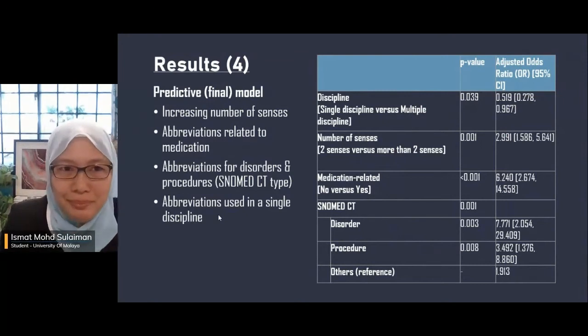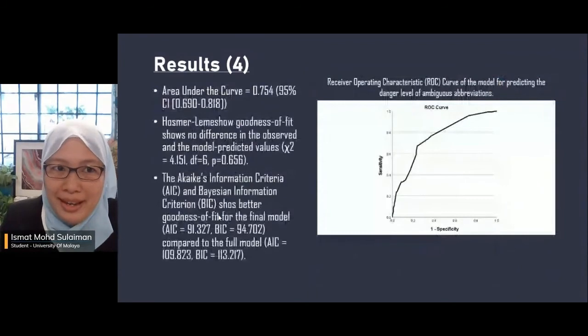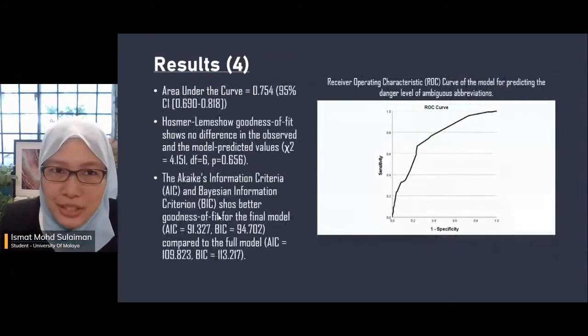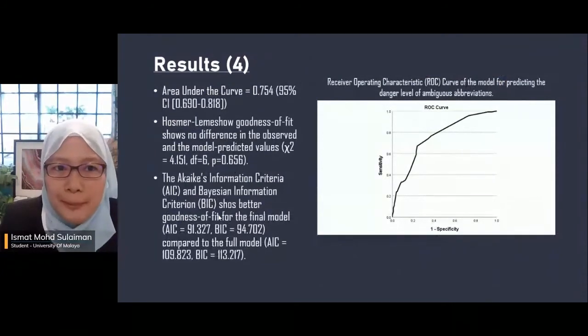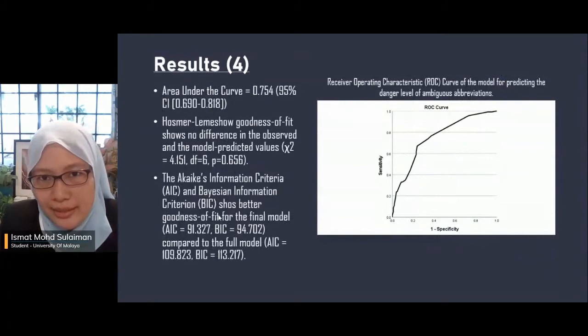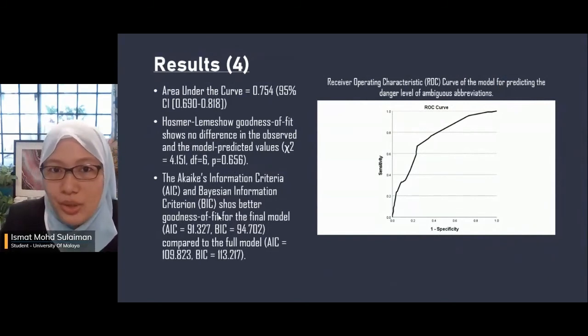So based on that predictive modeling, we find that it's pretty good. The area under the curve is 0.75. And all the other indicators, such as the Hosmer-Lemeshow goodness of fit, AIC and BIC, all show that the 4 predictors give a pretty good indication of whether an abbreviation is dangerous or not.